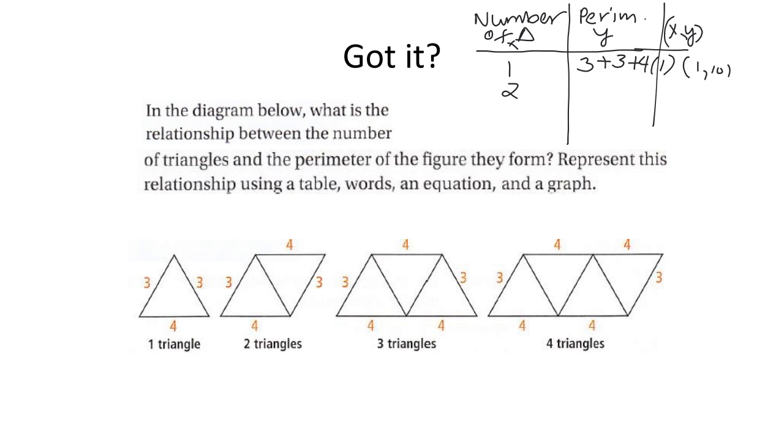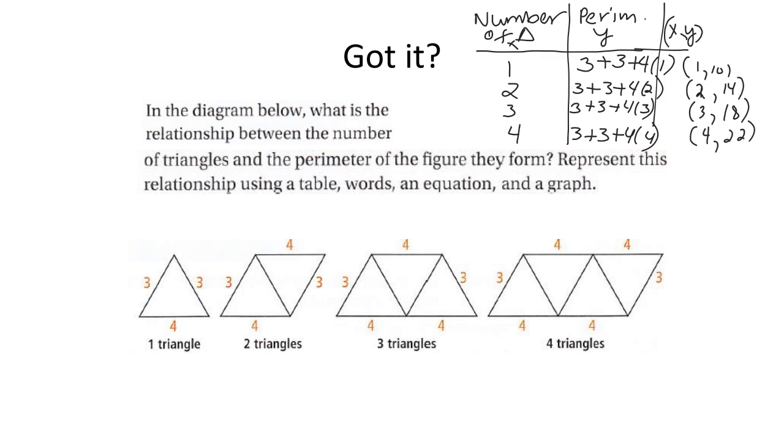Two triangles. We're going to have 3 plus 3 plus 4 times two triangles. And that ordered pair is 2 comma 6 plus 8 is 14. And then in the next picture, there are 3 triangles. So we're doing 3 plus 3 plus 4 times 3 triangles. And that ordered pair is going to be 3 comma 3 plus 3 is 6. 6 plus 12 is 18. And then our last one, 4 triangles, 3 plus 3 plus 4 times 4. And that's going to be 4 comma 22.